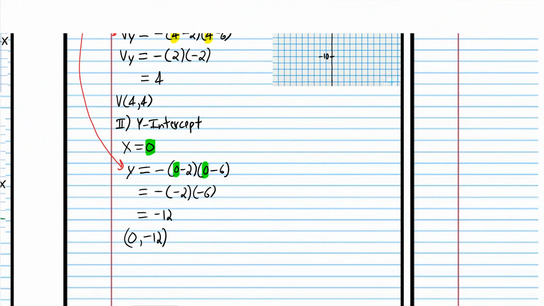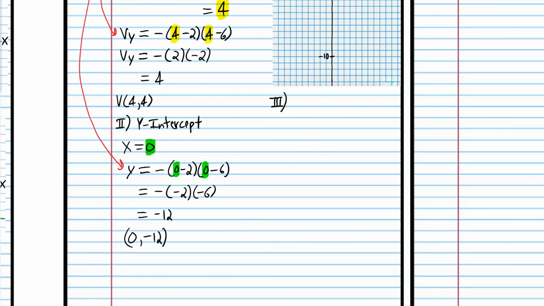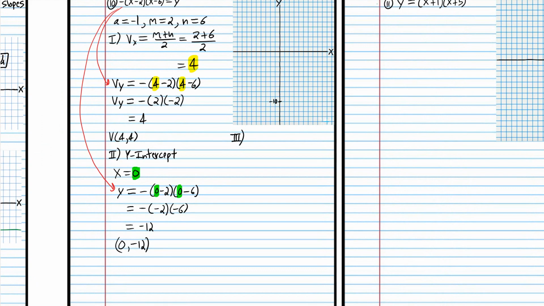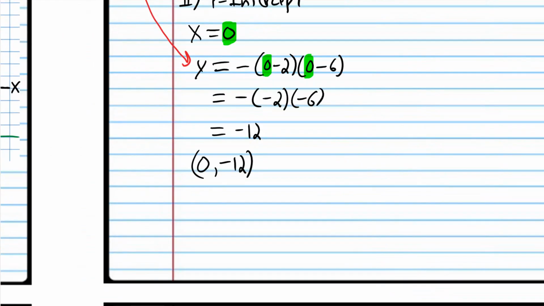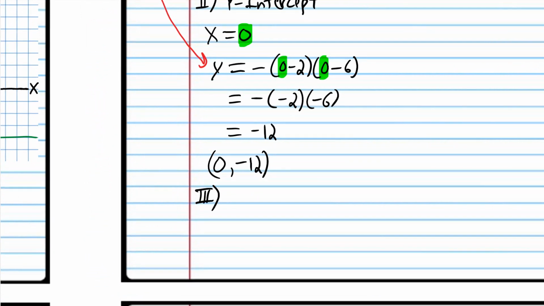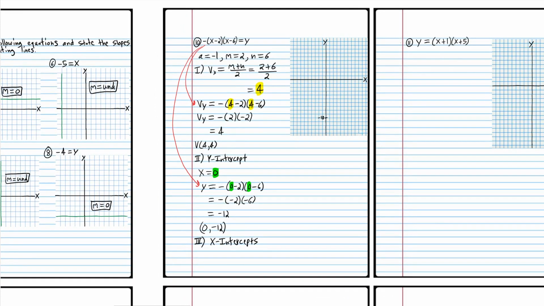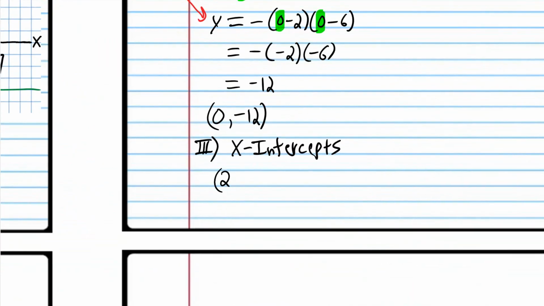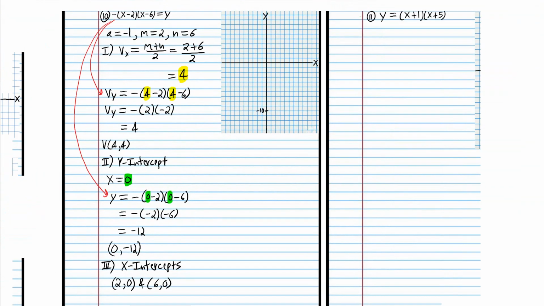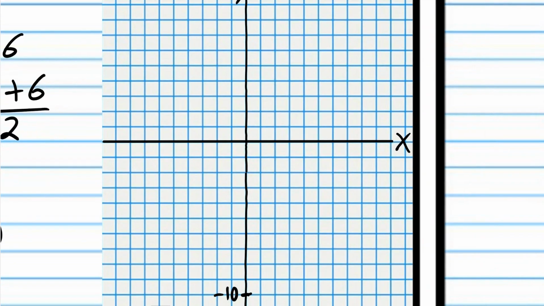So now we're going to find the x-intercepts, which is going to be really easy. In fact, I probably can just do it down here. The x-intercepts are going to be easy to find because the equation is in intercept form. So we can see it's just (2, 0) and (6, 0). All right, so I'm going to go ahead and plot those x-intercepts, (2, 0) and (6, 0).